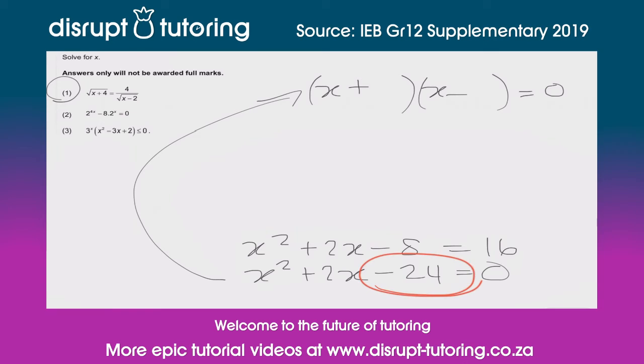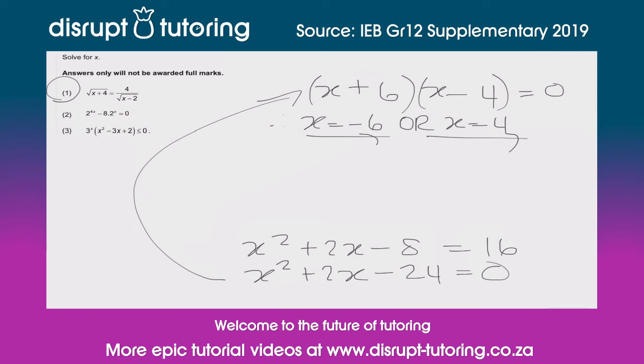Then I need two numbers that multiply to 24 and, because of the different signs, subtract to 2. And that is going to be 4 and 6. And I know the bigger number goes to where the positive is. So it's going to be x plus 6 and x minus 4. Therefore, I know that x is equal to minus 6 or x is equal to 4. Okay, so that gives us two solutions.